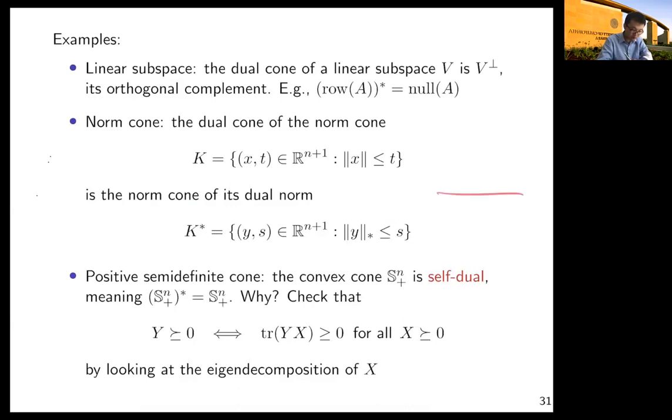So specifically, recall this picture that we drew in lecture 2 when we talked about convex sets and convex functions. If this is the L infinity norm cone, then the section looks like this. This is a box, and then there's another box.